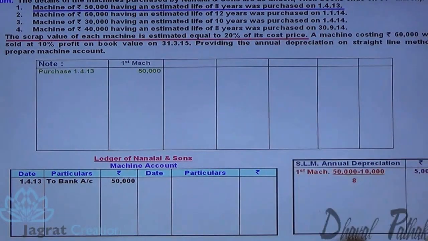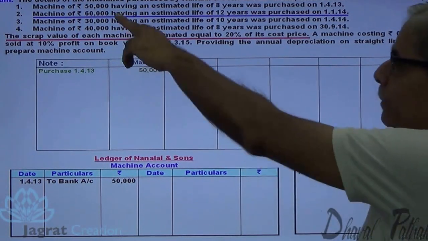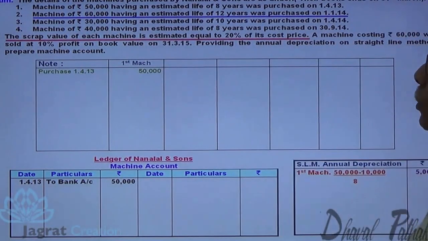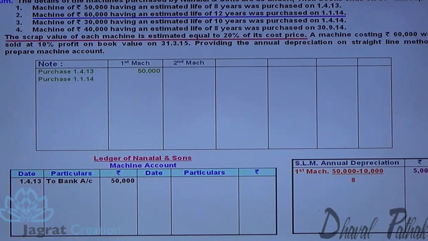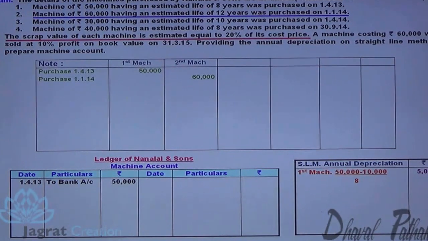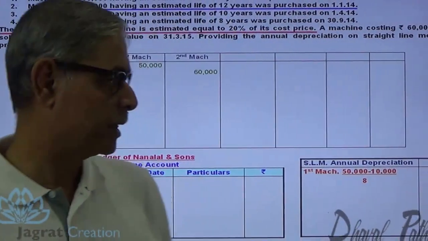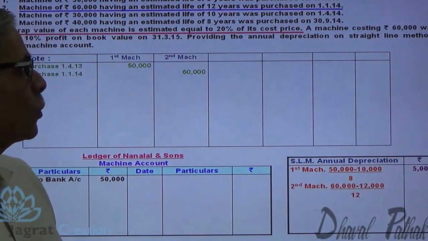Now there is a second purchase in the same year. Machine purchased for 60,000 on 1/1/2014. I'll calculate annual depreciation in my working note. 60,000 minus 20% of 60,000, 12,000, divided by useful life. How many years? 12 years.